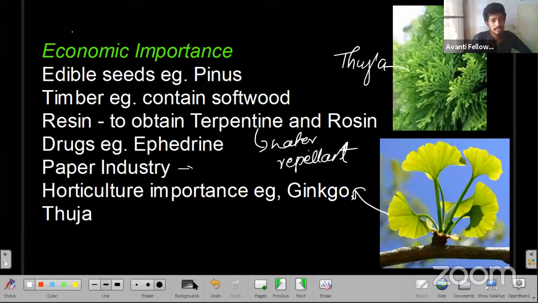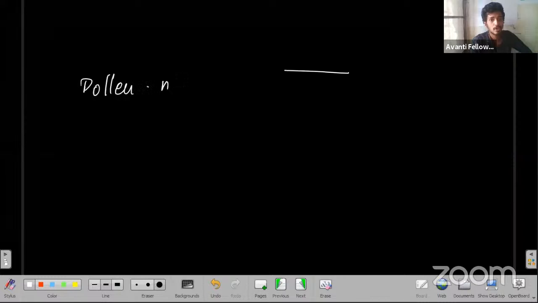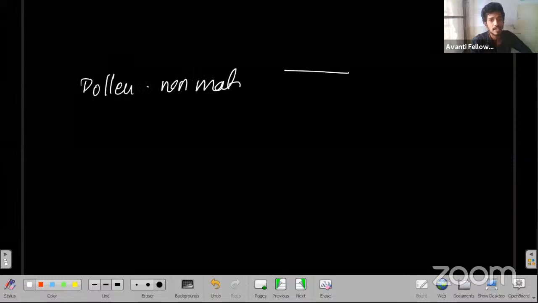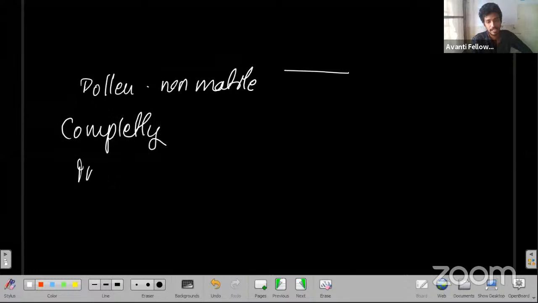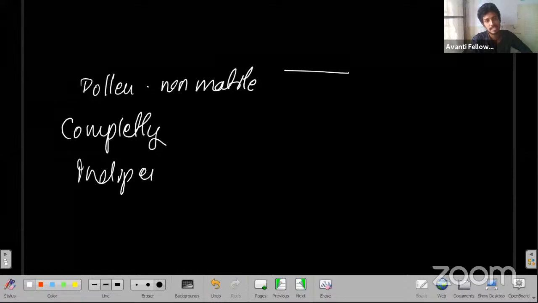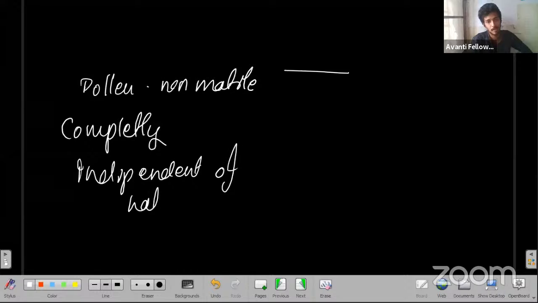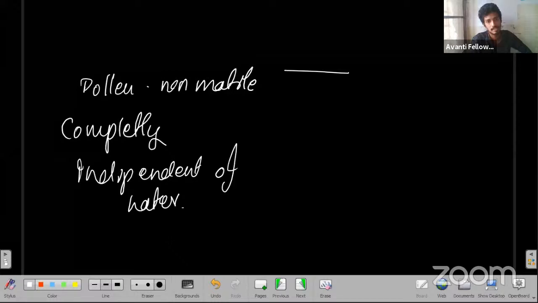Tejas is asking whether pollen is motile. So for that, I am writing the answer once again. Pollen is non-motile, and that's why these are completely independent of water. I am writing it once again tomorrow properly. Completely independent of water, that's the importance. So they can survive anywhere.